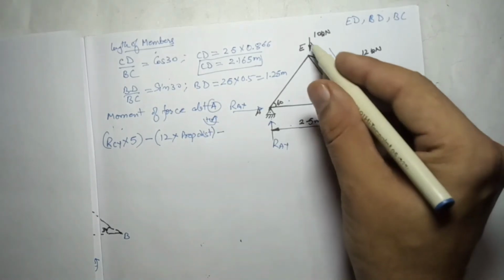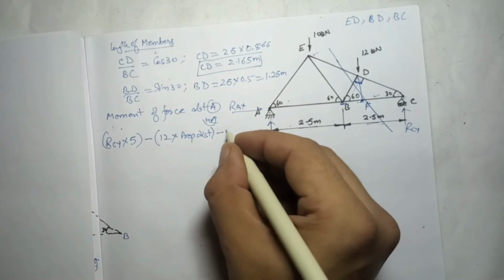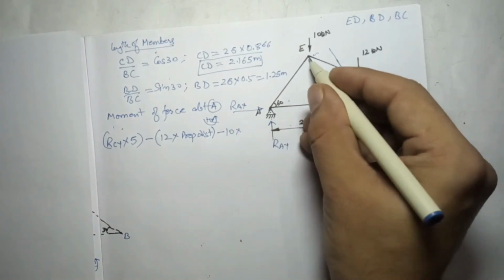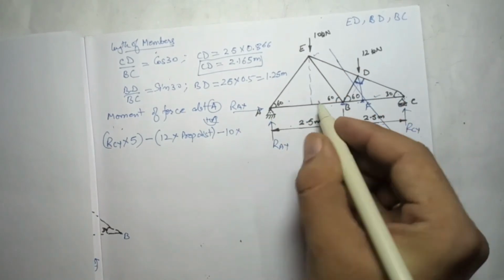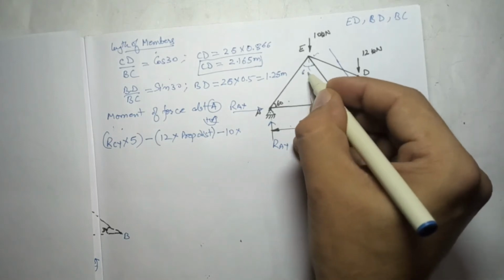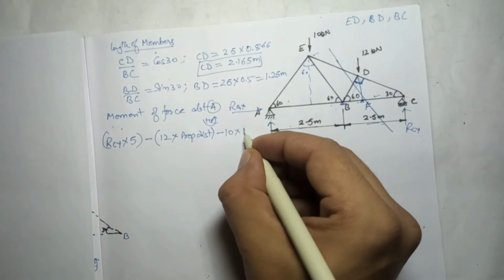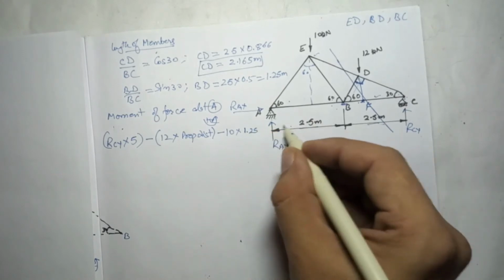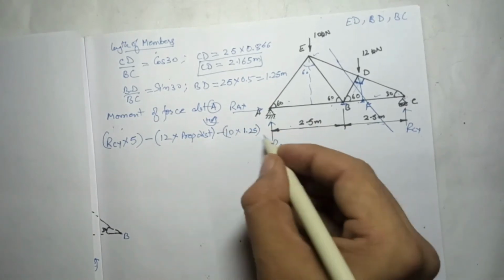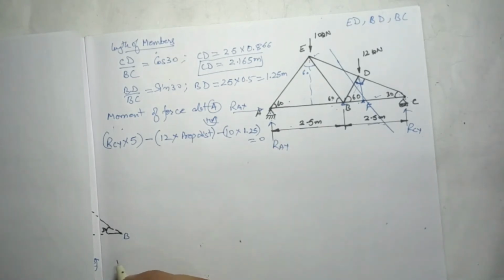Minus this force 10, again it is clockwise, so 10 into, if I drop the perpendicular here, it will be, now this is 60, this is also 60, an equilateral triangle, so it will be half of this. So directly I can say this is 1.25, half of 2.5, so that is equal to 0. So this is the equation.